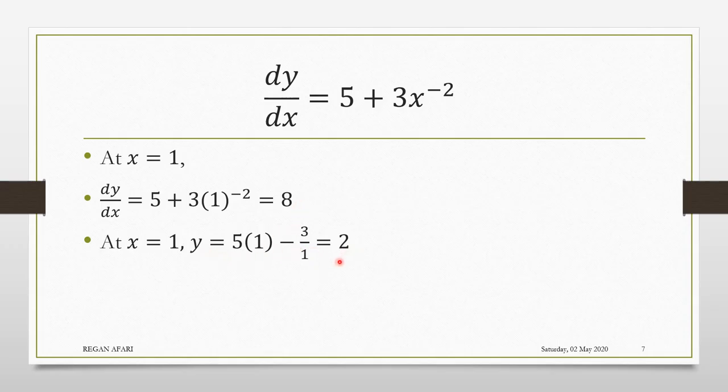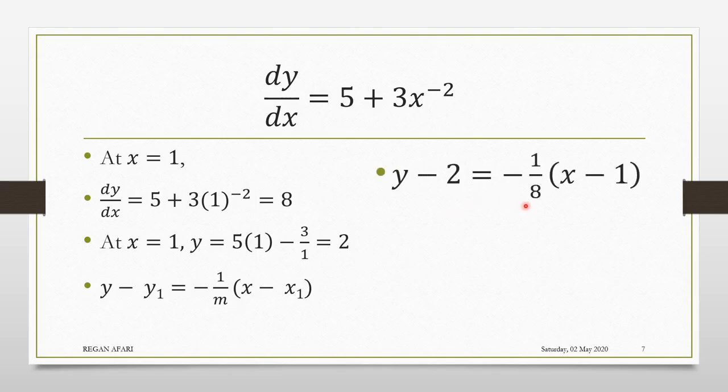We can find the equation of the normal. It is of this form. The y1 is 2, the x1 is 1, and the gradient is 8. So in place of m, we put 8 there.